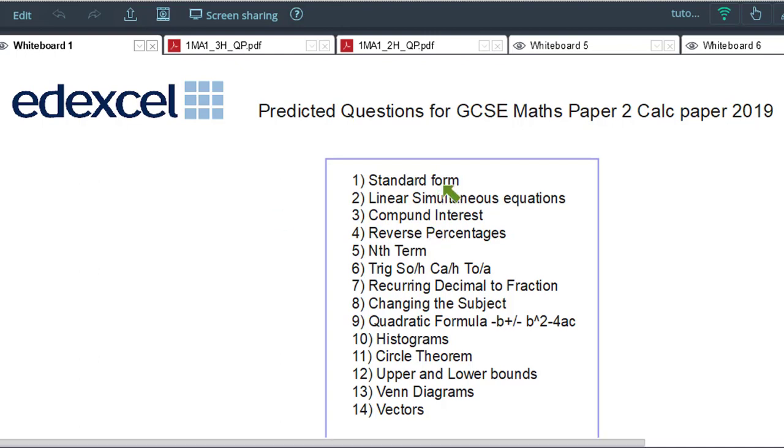So what I've got here is my first draft of possible questions that I think could still be lurking out there and could potentially be on Paper 2 and 3. So in my first draft here I have 14 topics or potential questions that I think you should look at in preparation for the calculator Paper 2.